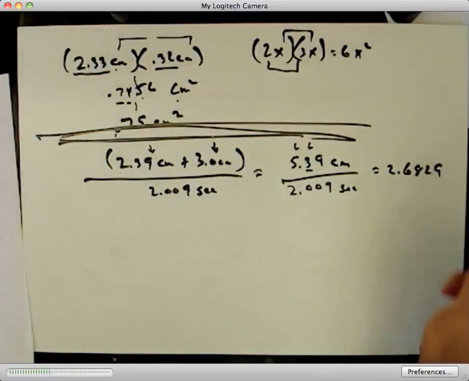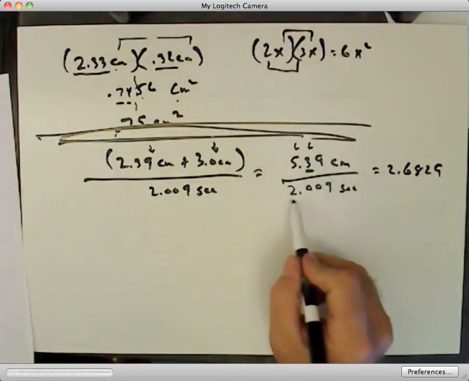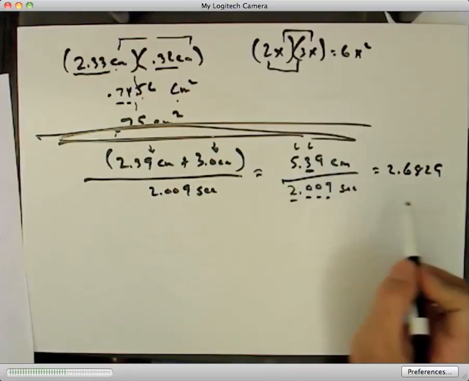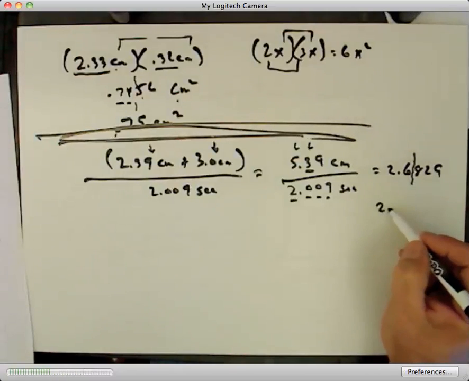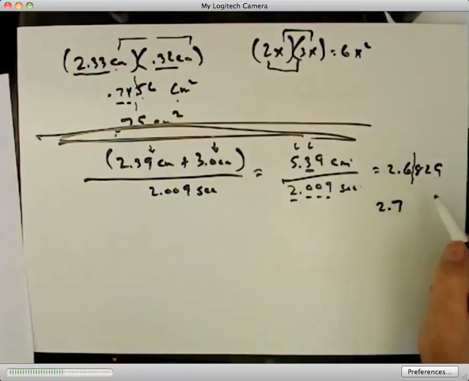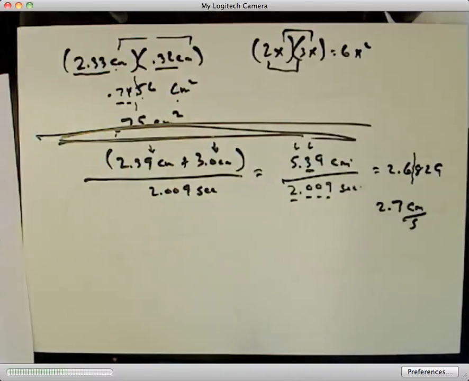So where do I round off? Well, that numerator, because of that mark, is 2 sig figs. The denominator is 4 sig figs. 2 is smaller, so I'll round off right there, and I'll get 2.7, and the units are going to be centimeters per second. When you have the combination rule, we carry extra digits and only round off at the end.